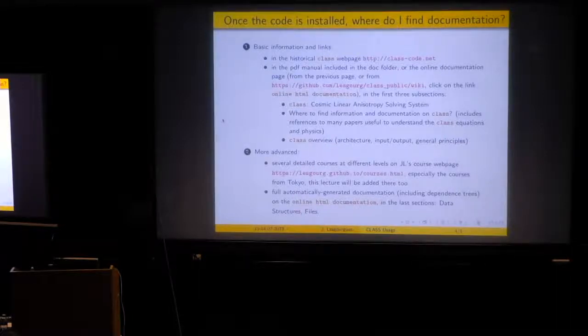And then if you click on this, and I invite you to do it now if you found the link, you see several sections. The first three sections are not generated by parsing the comments in the code. They are generated independently by us. The first one is called Class: Cosmic Linear Anisotropy Solving System. It gives some general overview.